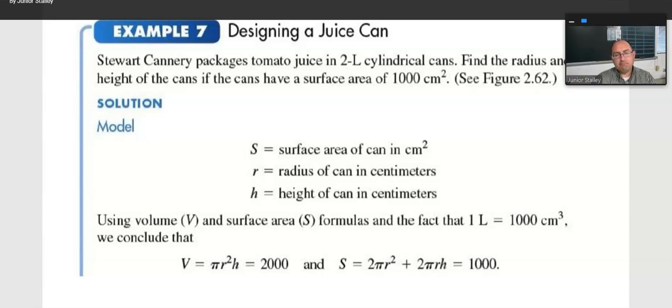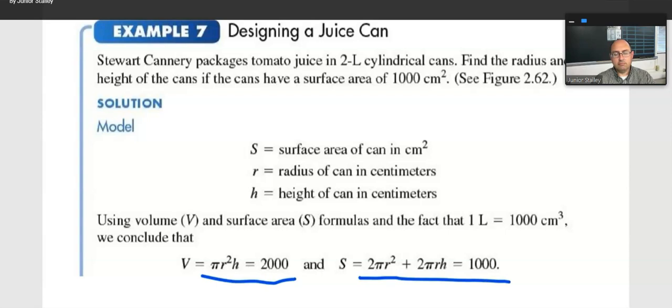Packages tomato juice in 2-liter cylindrical cans. Find the radius and the height of the cans if the cans have a surface area of 1,000 square centimeters. So here we want to remind you about formulas for a cylinder. You obviously have your volume, pi r squared h, and you've got your surface area, which is 2 pi r squared plus 2 pi r h.